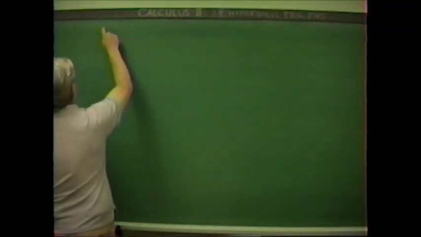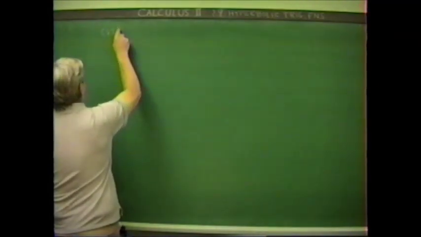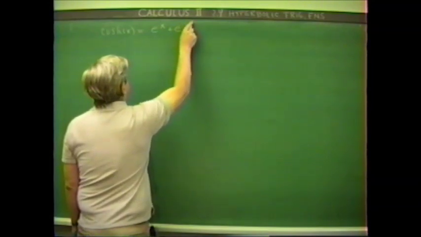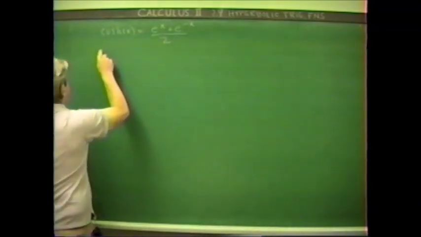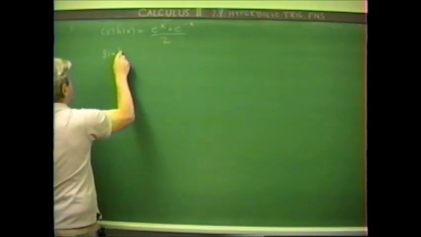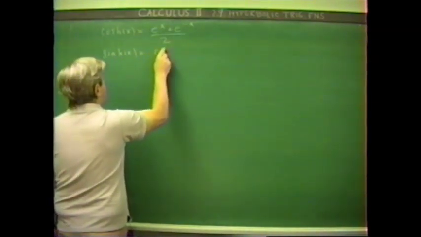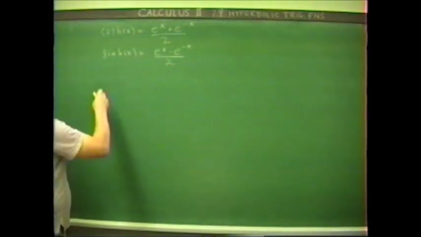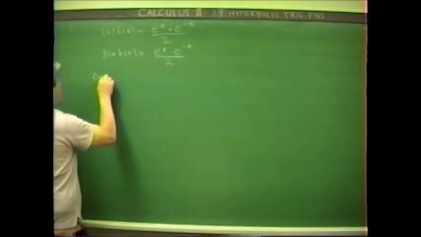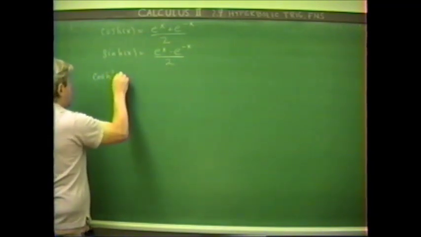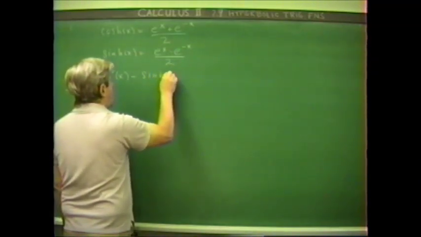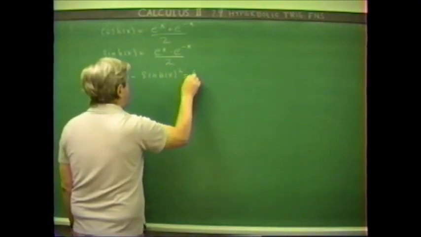We want to look now at the other hyperbolic trig functions. The hyperbolic cosine, first of all, is e to the x plus e to the minus x over 2. And the hyperbolic sine is e to the x minus e to the minus x over 2. And we have that the hyperbolic cosine squared minus the hyperbolic sine squared is equal to 1.